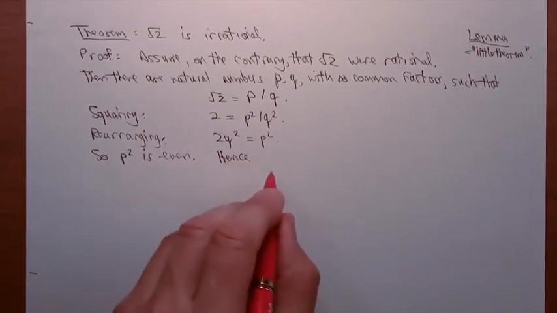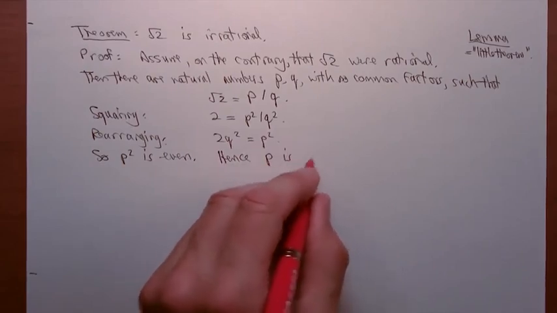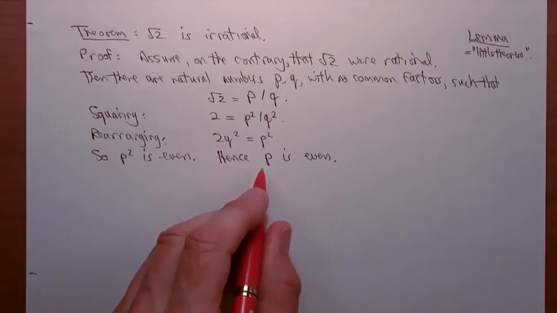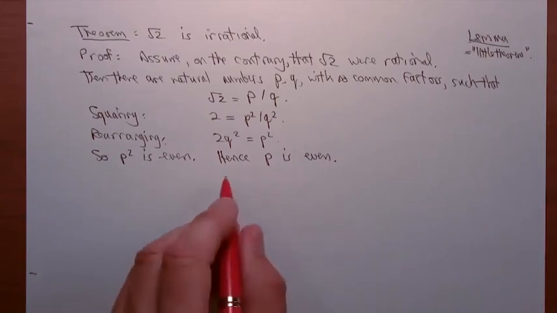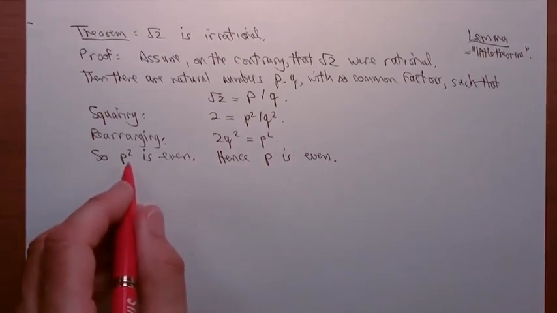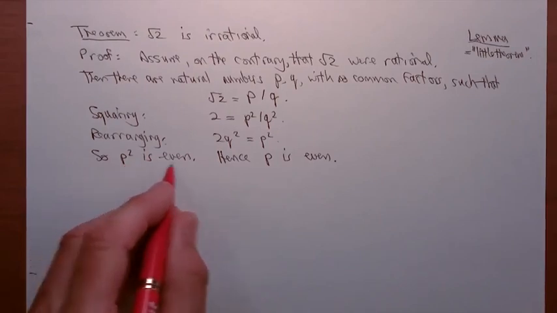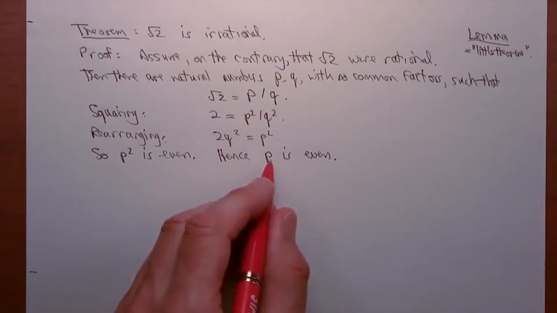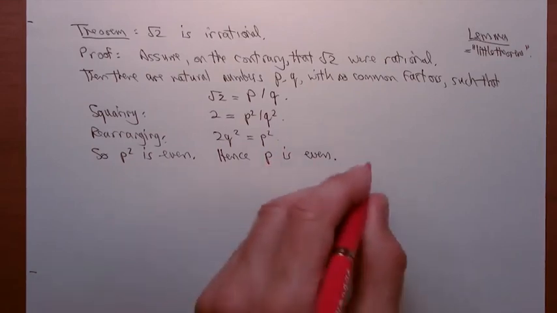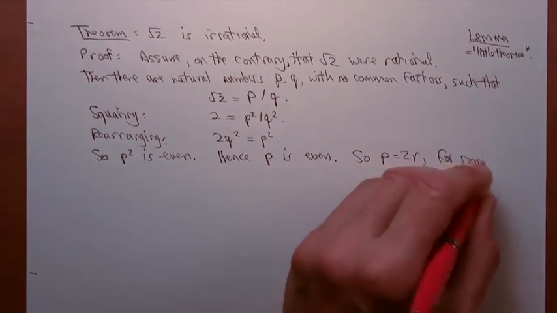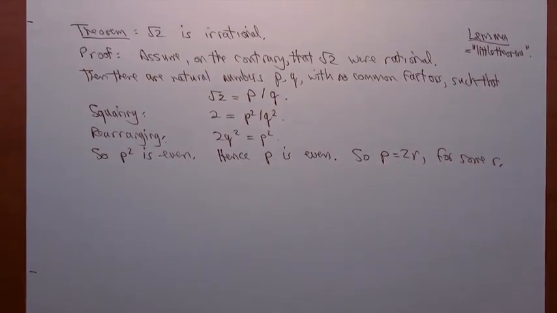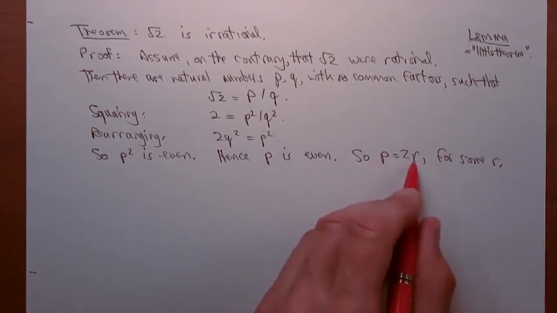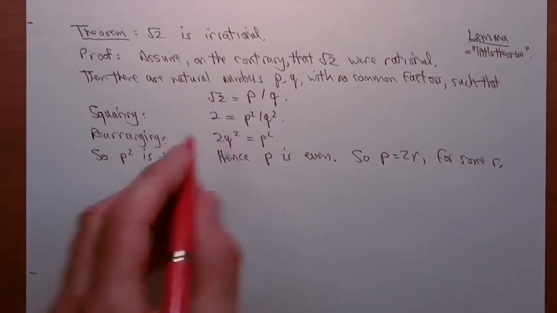Hence, p is even. Why? Because the square of an even number is an even number, the square of an odd number is an odd number, so the only way I could get the square of a number p to be even is if the number p itself is even. Even squared is even, odd squared is odd. So p is 2r for some r. I'm now going to take this equation, p equals 2r, and use it to substitute back in this equation.